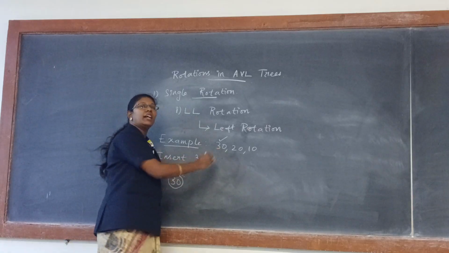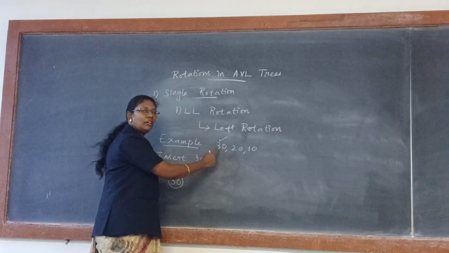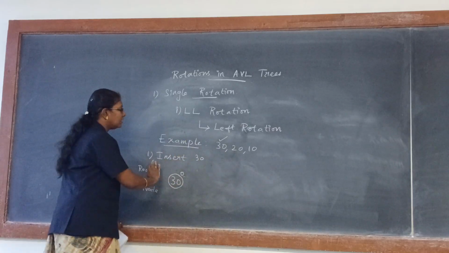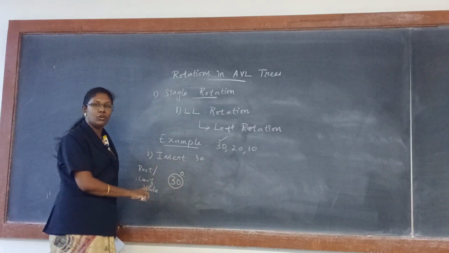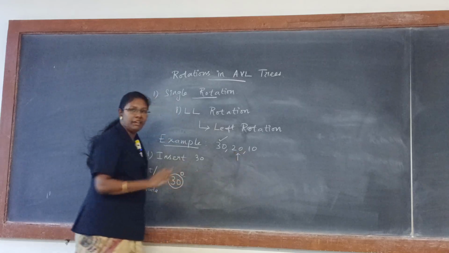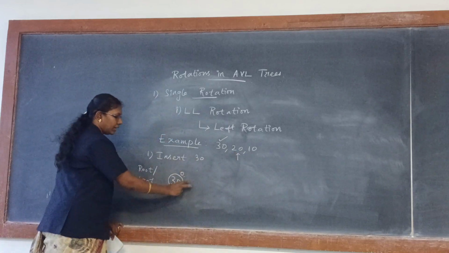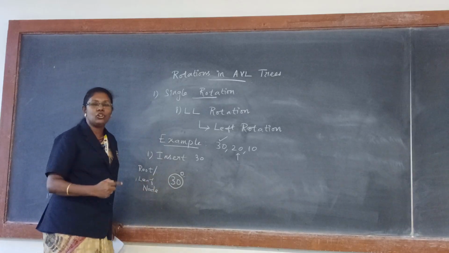I have started constructing an AVL tree by inserting the first node, 30. This is step 1, and I have calculated the balance factor for this node also. Now I'm going to insert the value 20 in this normal tree.